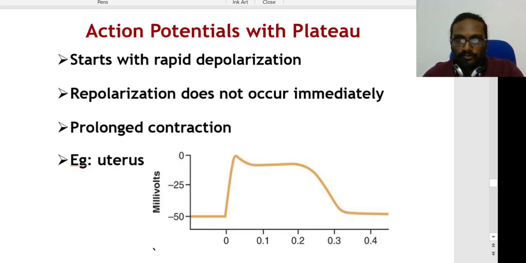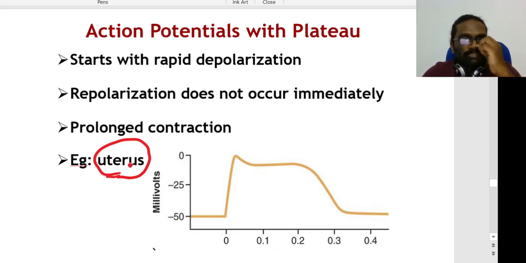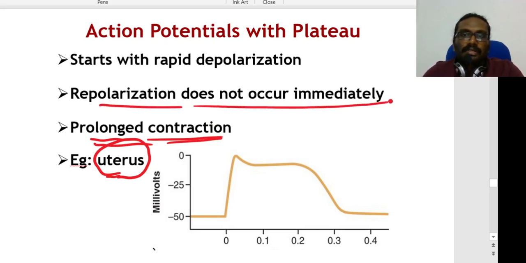Coming to the next form, which is the plateau potential, which is seen in smooth muscles. And which smooth muscle will you see it in? You will see it in the uterus. In the uterus, you can see a plateau potential. Plateau potential means there will be a potential which lasts longer, and there will be prolonged contraction. Repolarization does not occur immediately.